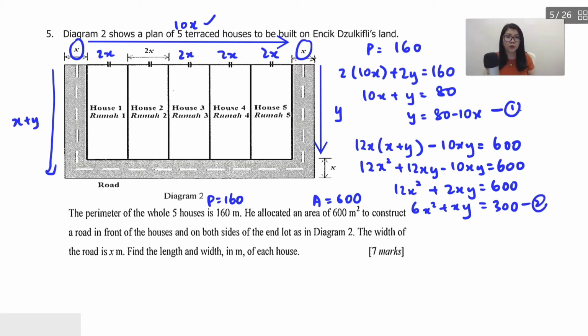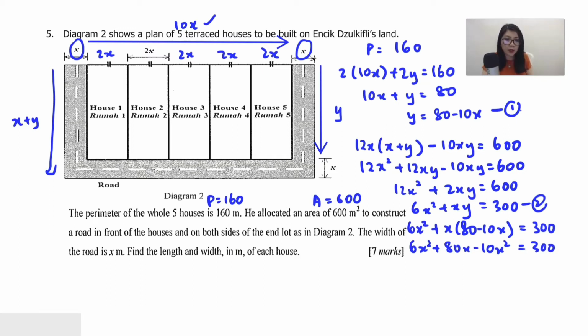So I'm going to substitute 1 into 2. I'll get 6x squared plus x times (80 minus 10x) equals 300. Expand this: 6x squared plus 80x minus 10x squared equals 300. Then we simplify. This will be negative 4x squared, because 6x squared minus 10x squared is negative 4x squared, plus 80x, then minus 300 equals 0.